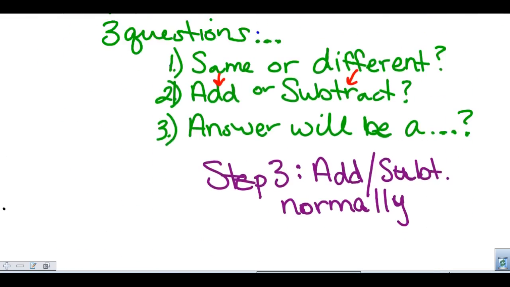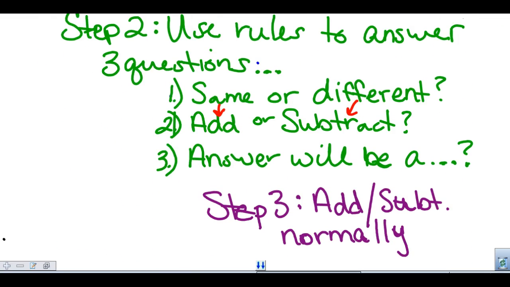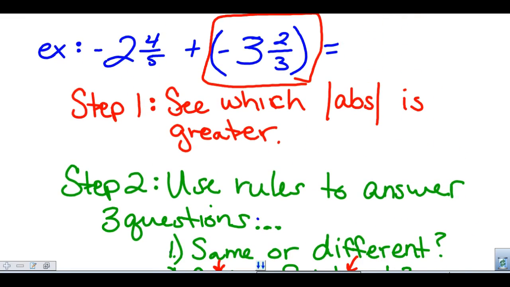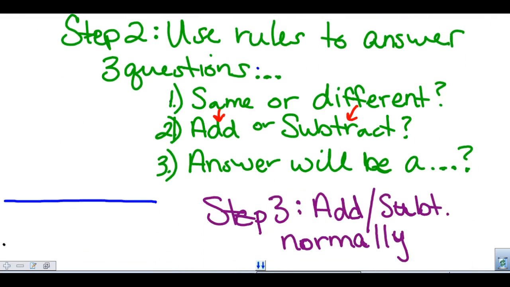For step 2, what I like to do is make myself an equal sign. So we look at our example, and we're going to ask our 3 questions. Same or different? Well, they're both negative, so they're both the same sign. So we're going to say same. If they're the same sign, do we add or subtract? And in fact, we need to add. So I know I'm going to add.